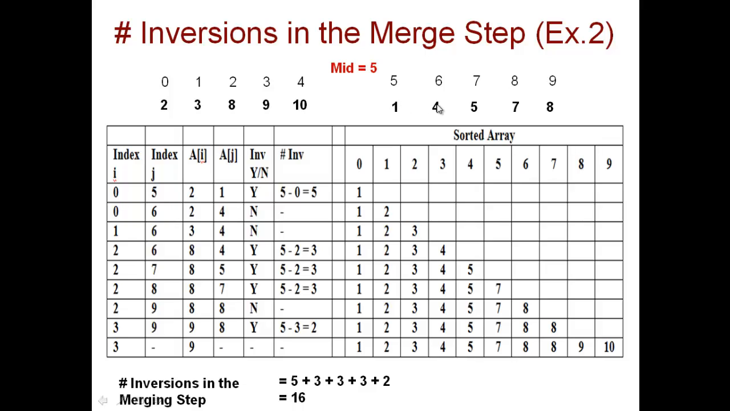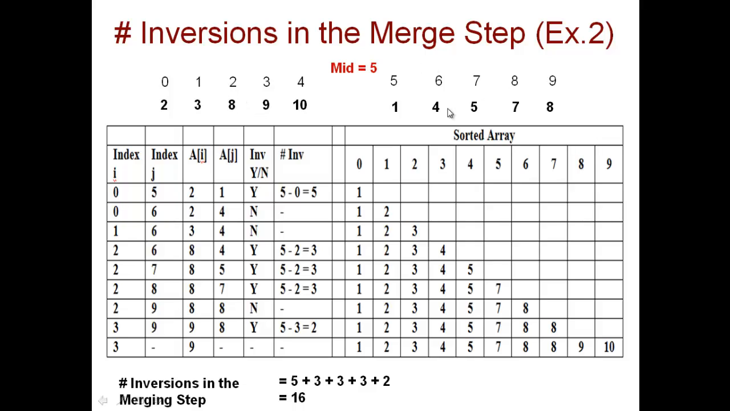So j is now at 6, i is at 0. So 2 compared with 4, that's not an inversion. So write down 2 and move i to the next index, which is 1. 3 compared with 4, no inversion. Write down 3 and move to the next index.